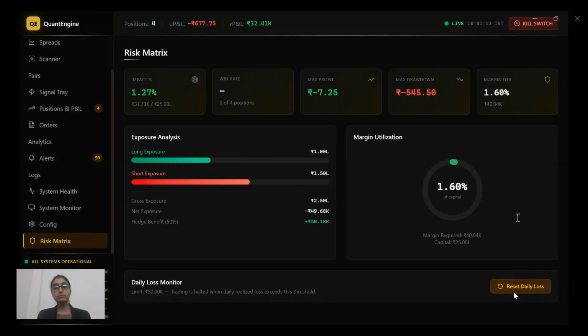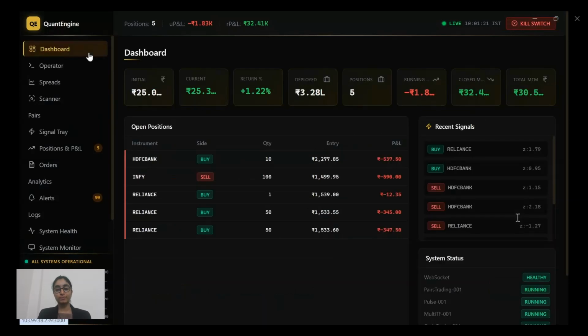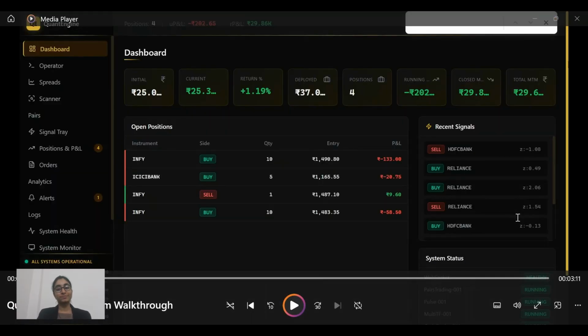And last but not the least, the risk matrix, which is very important. It's a number. The risk matrix shows you exactly how much you stand to lose across every position, every strategy, every account before the market shows you. So that was that.